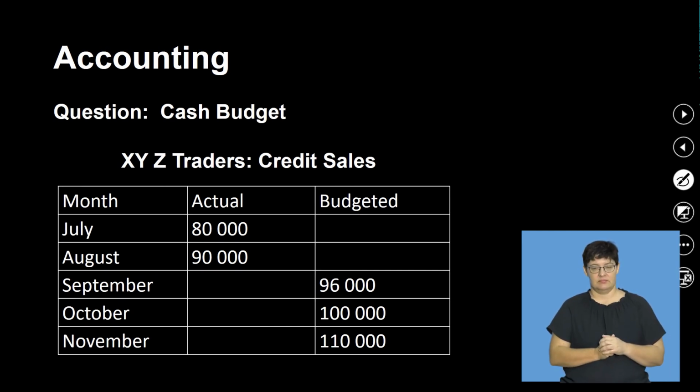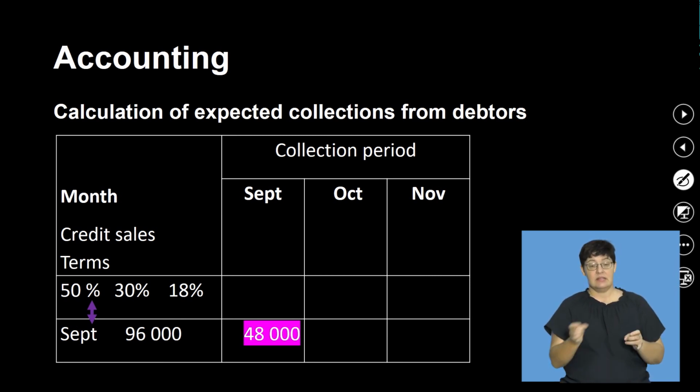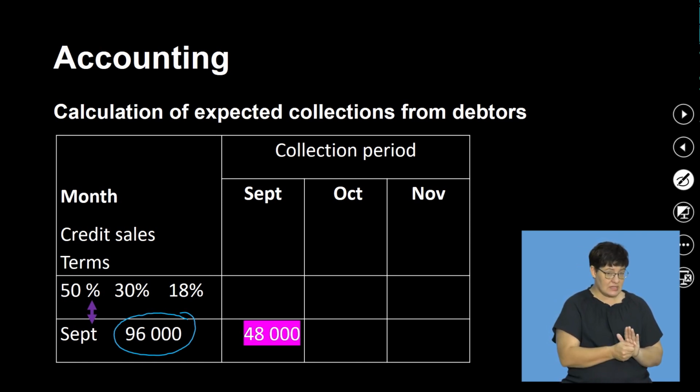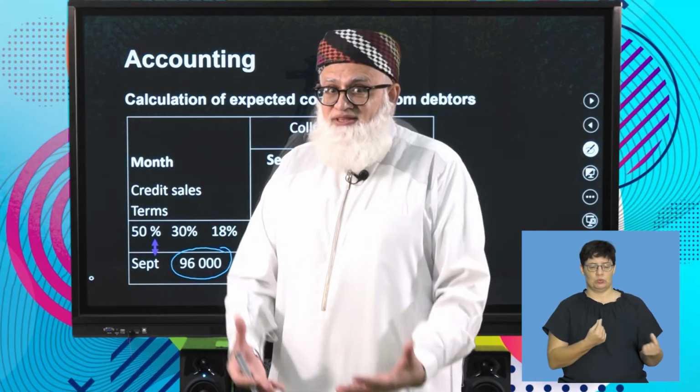The next month that we are dealing with is September. If we look at our expected collection from our debtors, we're starting with the September sale, which was 96,000. We've identified it. What was the important factor? It's the credit sale, not total sales, not cash sales, but credit sales. Credit sale for September was 96,000. Now you're supposed to be getting into the flow, and doing this calculation with me.